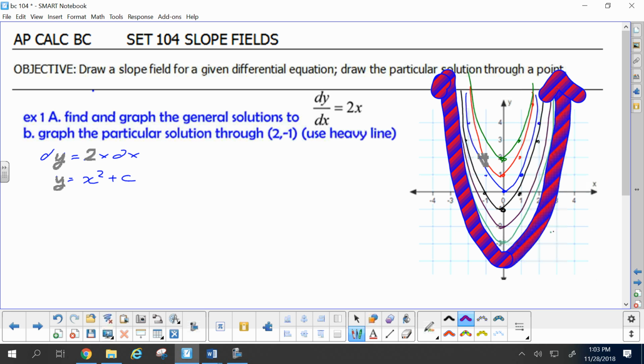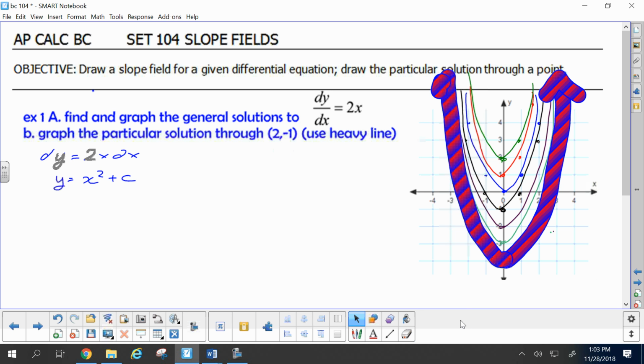All right. At any rate, there. Oh, now I'm going to use a heavy one. At any point, if they gave you an initial condition, then that would allow you to nail it down to one possible curve.